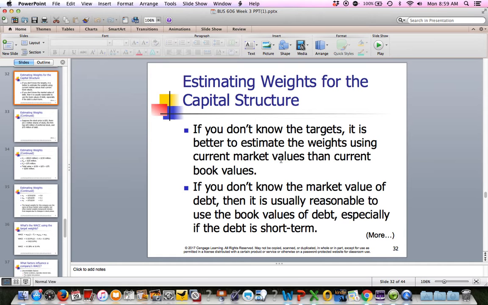So stock always has a market value. Preferred stock has a market value. Debt is a little bit harder one to do potentially. So if we don't know what the market value of debt is, then we focus on just using its book value as a close approximation.